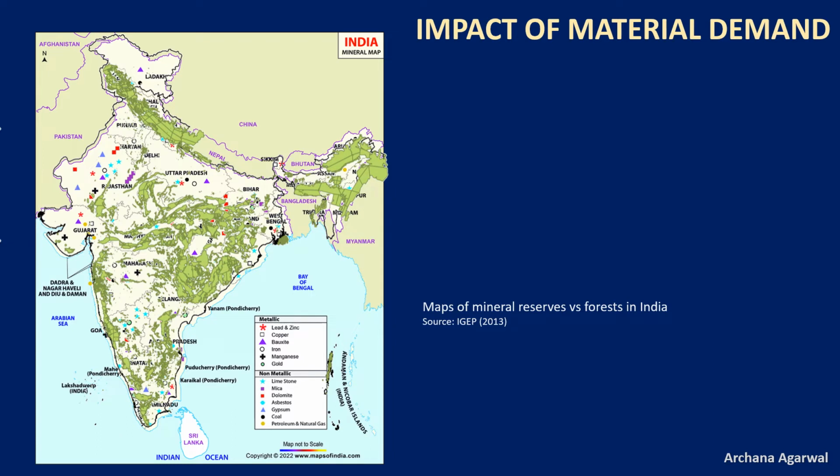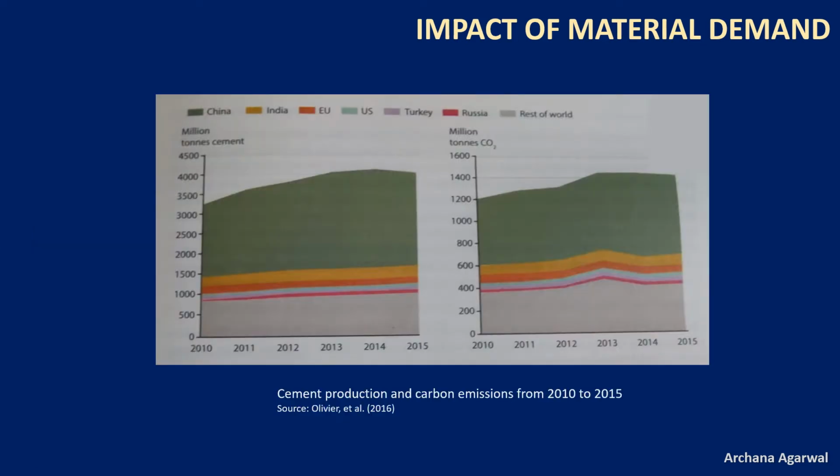Since mining is an energy-intensive activity, it also conflicts with India's National Action Plan on Climate Change. India is the second largest emitter of CO2 due to cement production in the world, as seen in the figure. India has committed to reduce its carbon intensity by 33 to 35% by 2030.